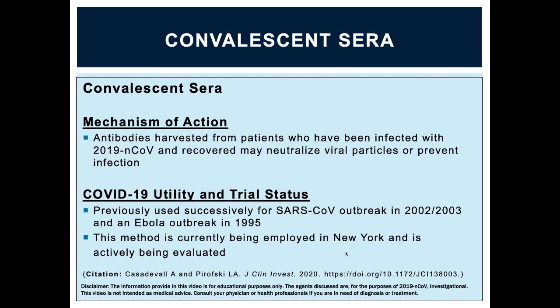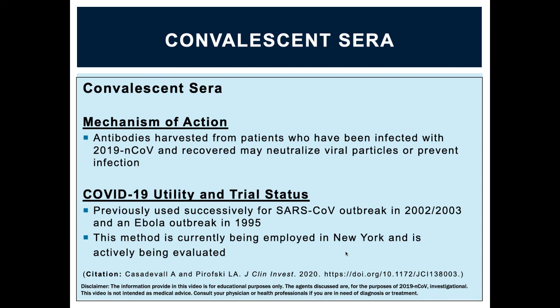The idea is that antibodies that would be harvested from patients who have been infected with and have recovered from the 2019 nCoV infection may be able to neutralize viral particles or prevent infection in other patients. This technique has been used previously in other viral infection outbreaks. For example, it was used for the SARS-CoV outbreak in 2002-2003, as well as for an Ebola outbreak in 1995.